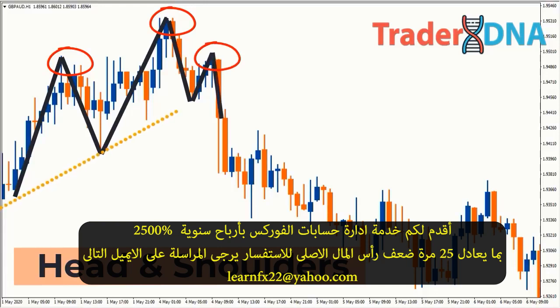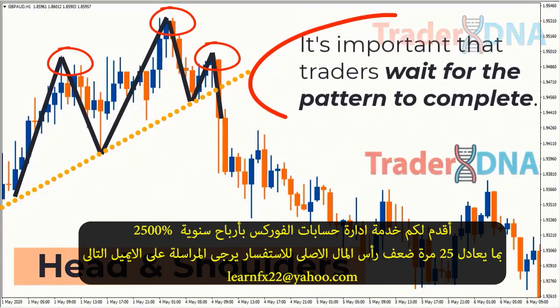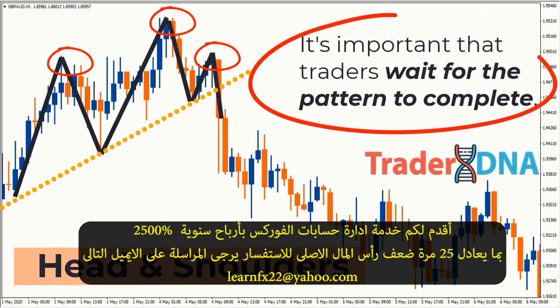The pattern appears on all time frames and can, therefore, be used by all types of traders and investors. It's important that traders wait for the pattern to complete. This is so because a pattern may not develop at all, or a partially developed pattern may not complete in the future. In the head and shoulders pattern, we are waiting for price action to move lower than the neckline after the peak of the right shoulder. For the inverse head and shoulders, we wait for price movement above the neckline after the right shoulder is formed.